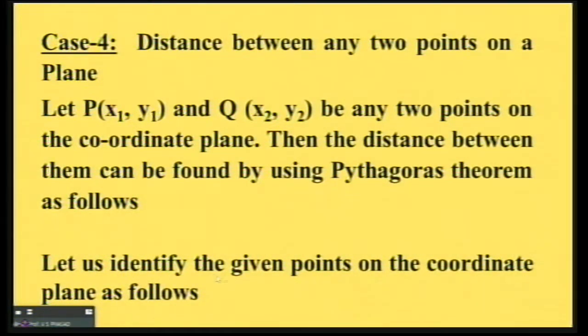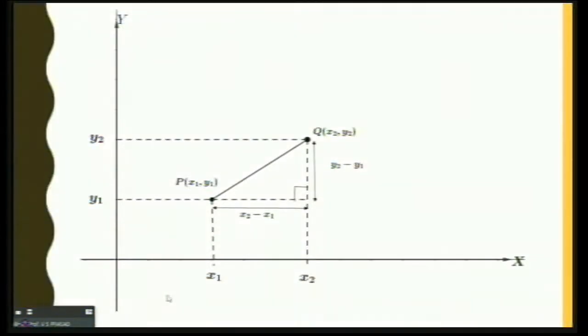So let us identify the given points on the coordinate plane as follows. Look at the situation. I have two points, P of (x1, y1) and Q of (x2, y2), which are any two general points I have taken on a plane.